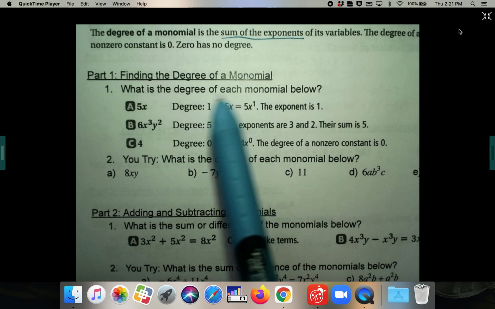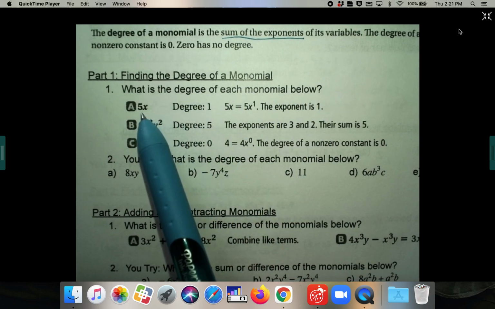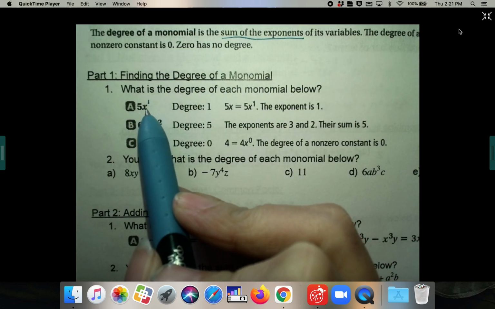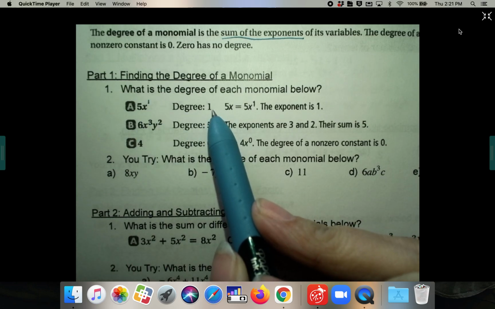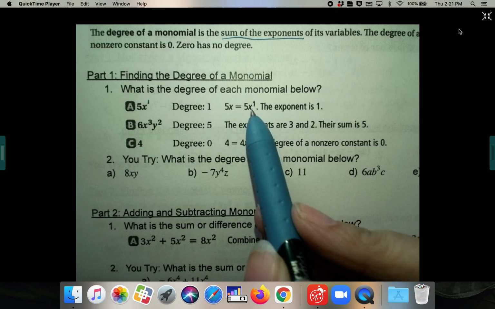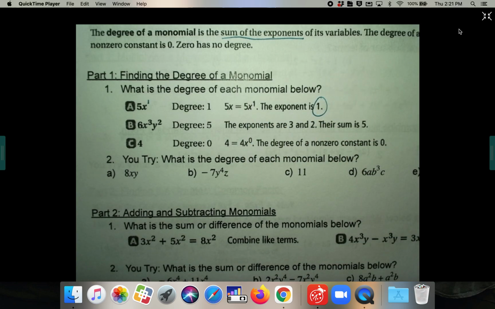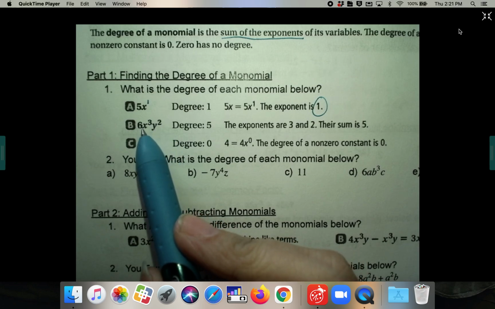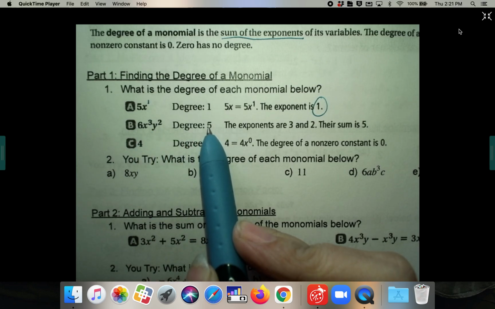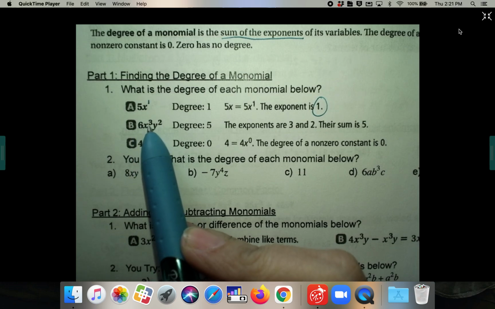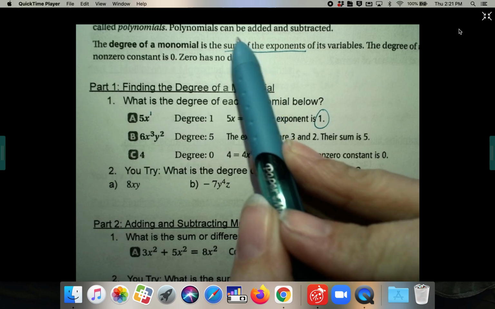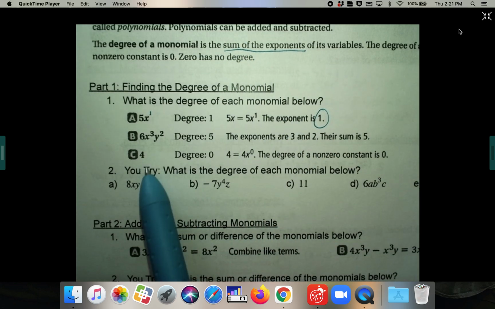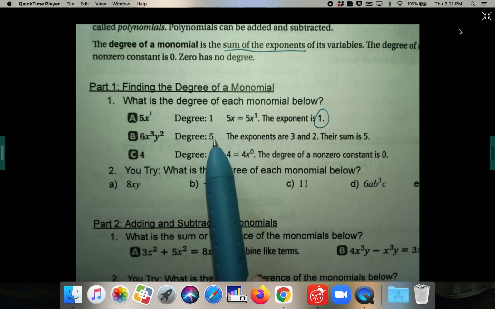So what is the degree of each monomial? 5x. The exponent on the x has a hidden invisible 1, so we're looking for exponents to classify its degree, so that means the degree is 1. So first degree. On B, this is going to be a 5th degree, a degree of 5. The reason is because this exponent is 3, this exponent is 2, and again we're looking for the sum of the exponents, which means add them all up. And 3 plus 2 is 5.